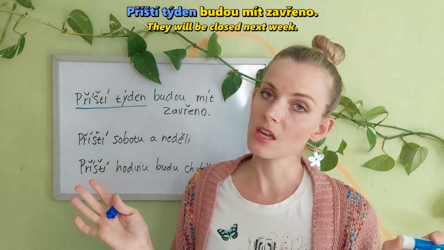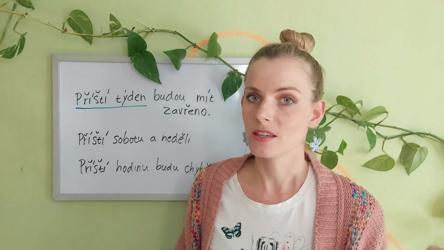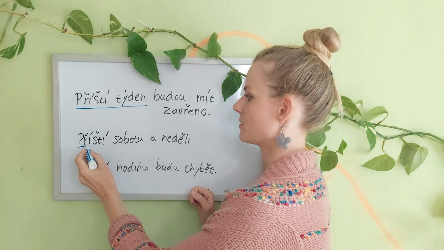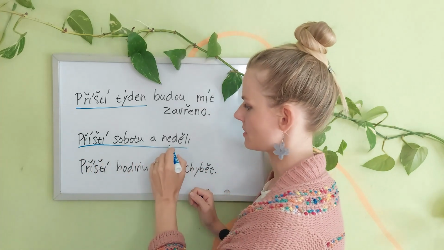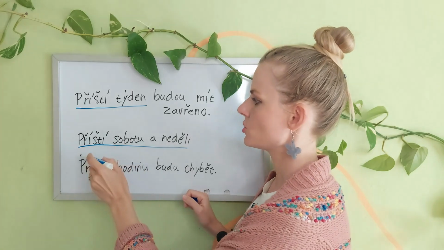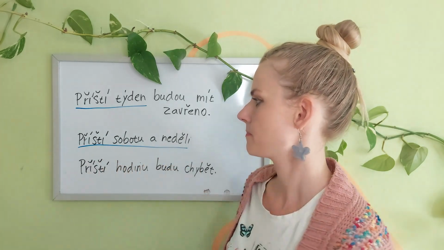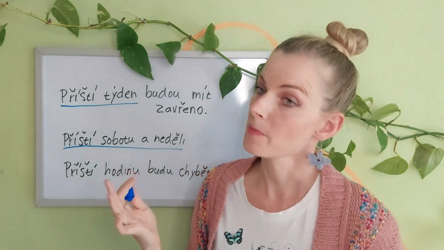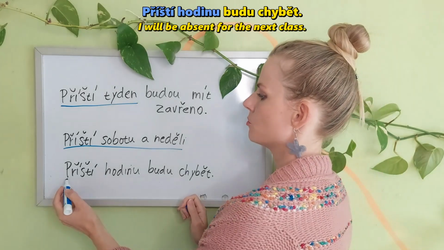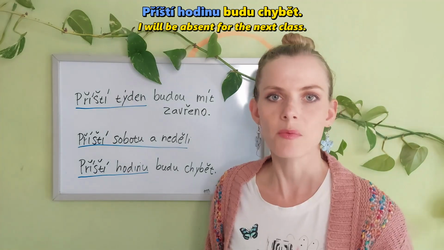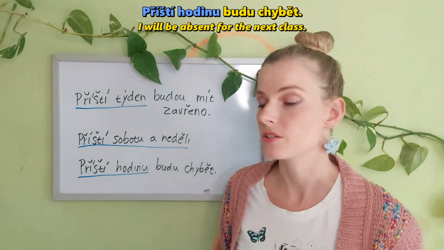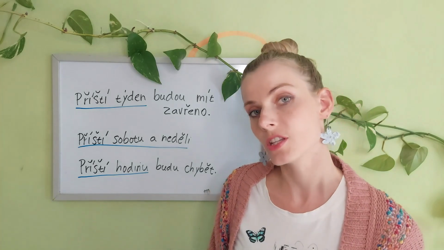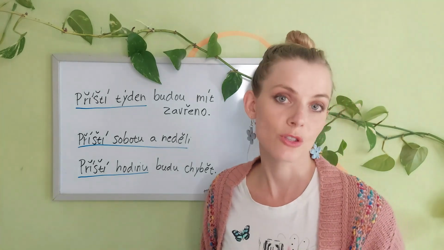But if you want to say next Saturday and Sunday they'll be closed, then sobotu a neděli will clearly show you this is the accusative case. Příští sobotu a neděli budou mít zavřeno. Nebo příští hodinu budu chybět. I'll be absent next lesson. I won't be here next lesson. Příští týden, příští sobotu, příští neděli, příští hodinu.